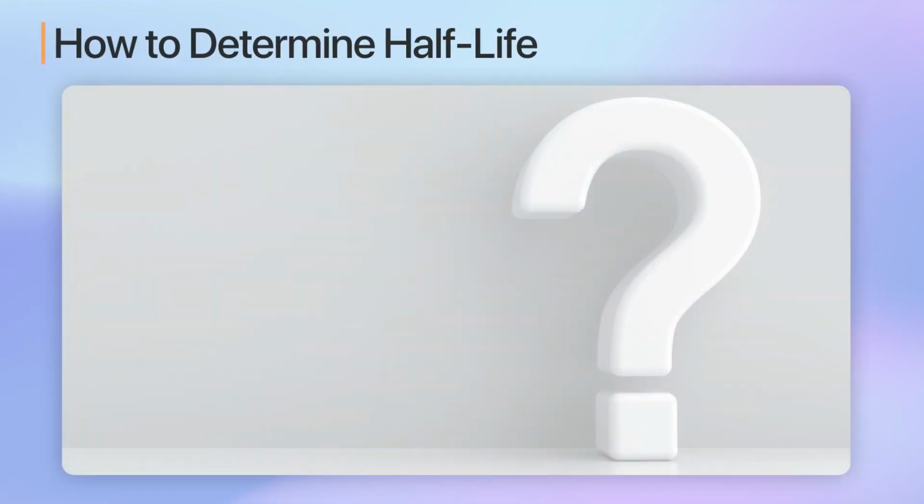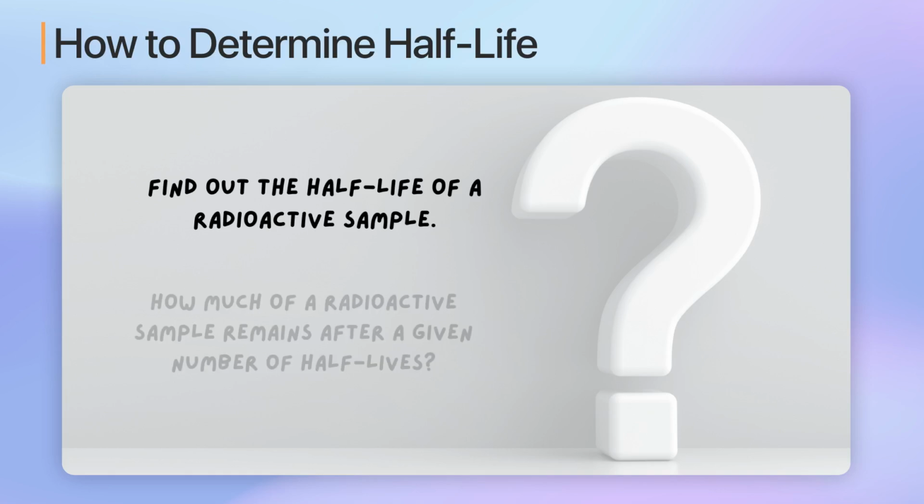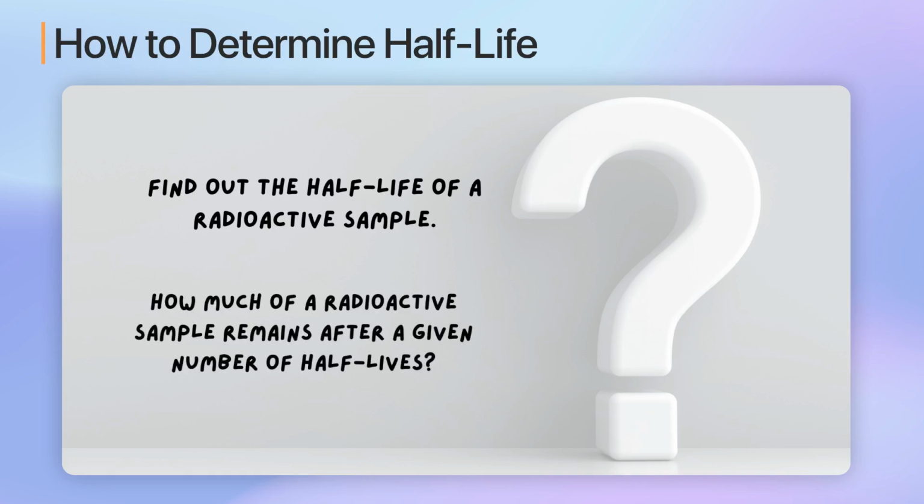There are two sorts of calculations you will be asked to do at GCSE level that relate to half-life. The first will be to find out the half-life of a radioactive sample, and the second will be to find out how much of a radioactive sample remains after a given number of half-lives. We'll begin with the first case.